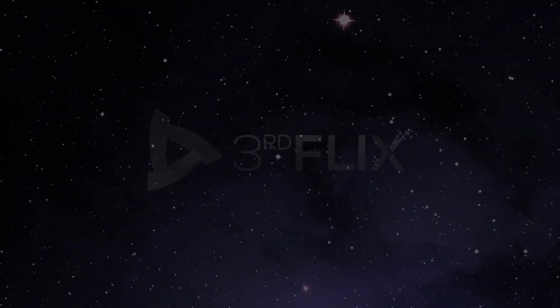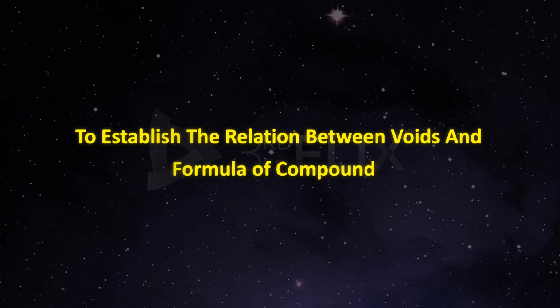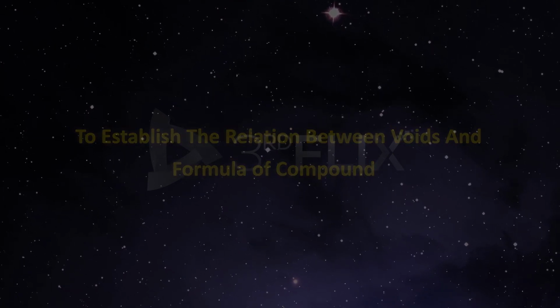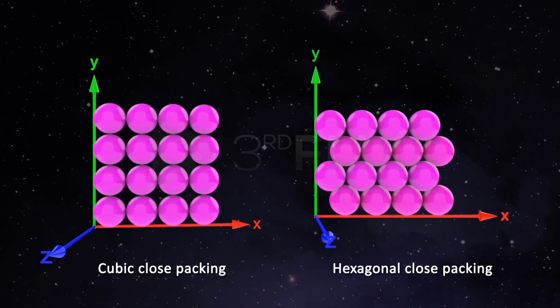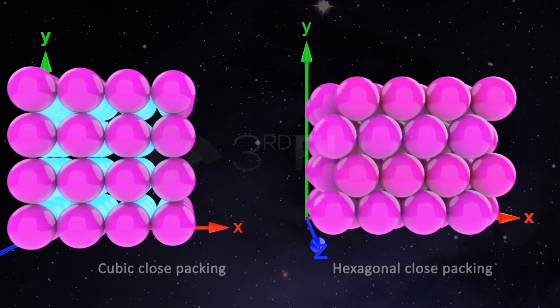Objective: to establish a relation between voids and the formula of a compound. You may recall that tetrahedral and octahedral voids are formed when the constituent particles of solids are arranged in cubic or hexagonal close packing.